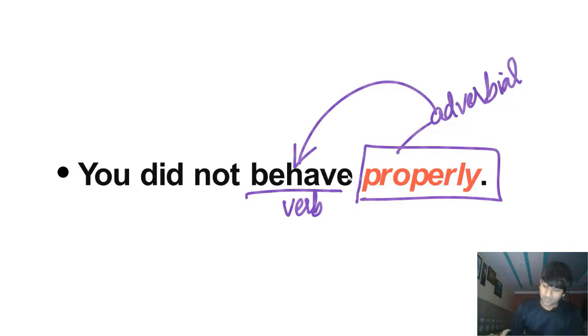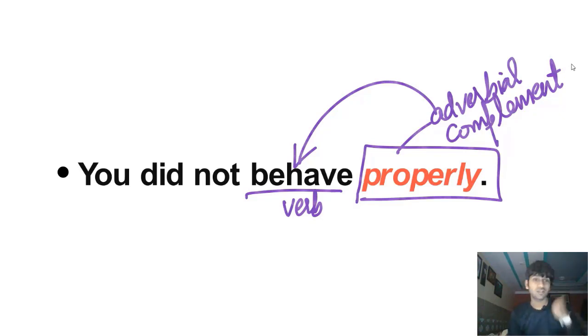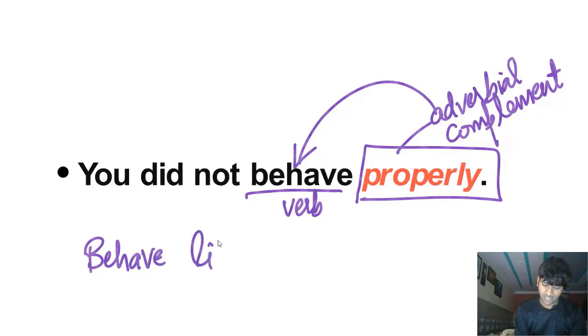Why is it a complement? Because without it, the sentence does not give a proper meaning or stops giving the same meaning, the core meaning or the meaning it intends to give. You did not behave like a professional, right? I can say behave like a professional, right? Behave like a professional.